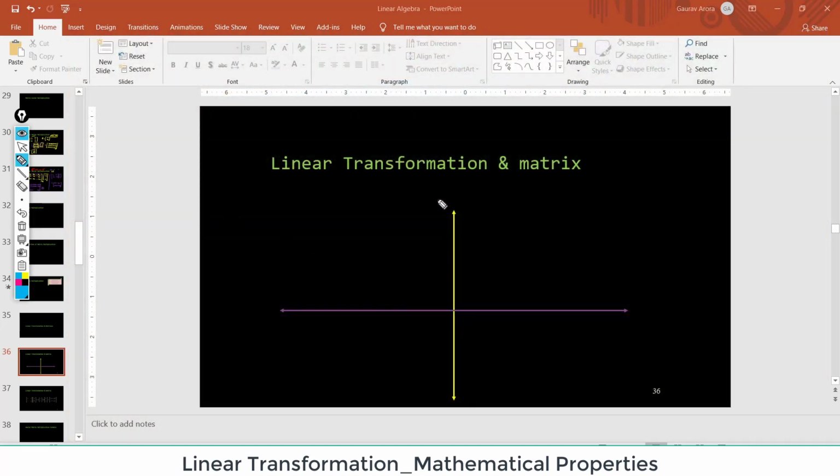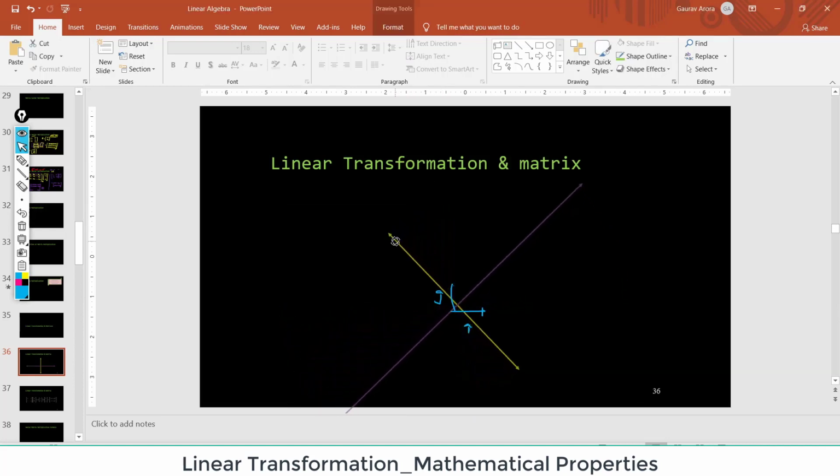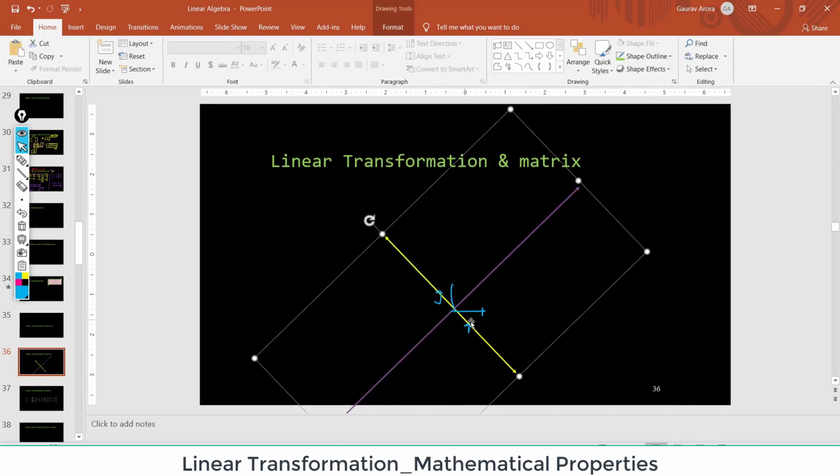What it means is, suppose these are my original x and y axis, and suppose this is i hat and j hat, the standard basis vectors of this original space. Now applying a transformation to this space is equivalent to matrix multiplication on the vectors in this space. So if we just rotate the plane somehow, we can see that after rotation the origin should coincide. After rotation, where do the i hat and j hat land in the new space?